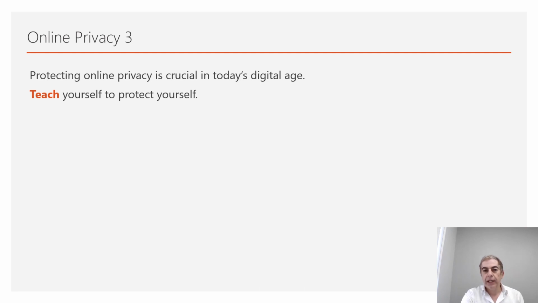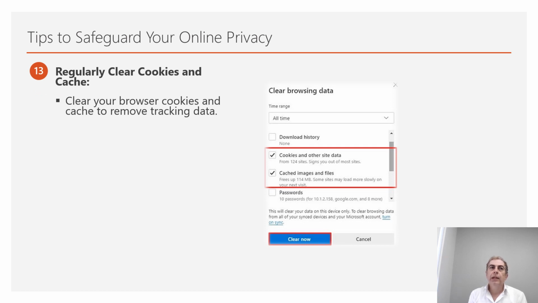So, the protection always comes from your knowledge, and the best would be teaching yourself about privacy and how to protect yourself. So, number 13. We've just covered 12 items that you should be taking care of in order to protect yourself while you're surfing online. Number 13 is regularly clear cookies and cache.